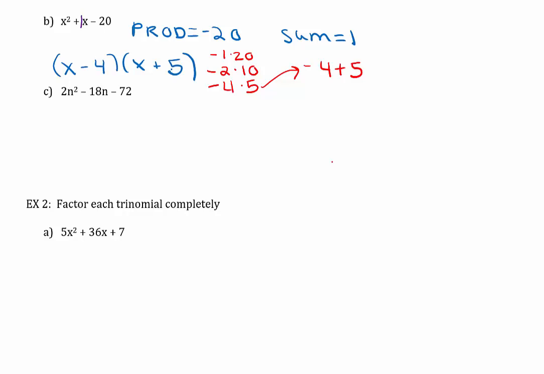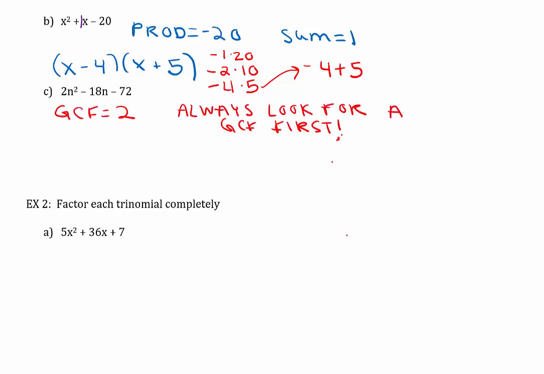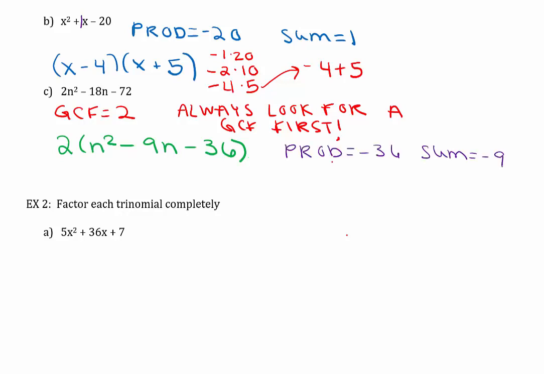Okay, my next example, example C, looks a little bit different because that first term, the n squared, actually has a number in front of it, a 2 in front of it. However, in this problem, 2 is actually a common factor. In fact, when we're factoring, we should always look for a GCF first, a greatest common factor. All three terms are divisible by 2, so I'm going to start by pulling out the 2. That leaves me with 2 times n squared minus 9n minus 36.